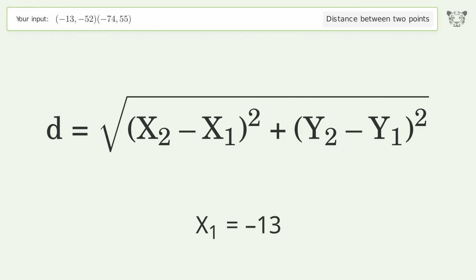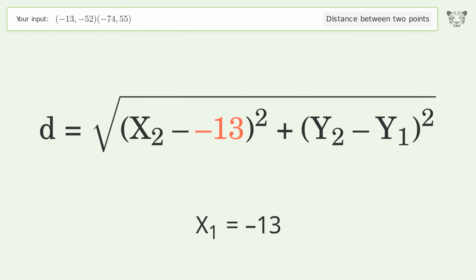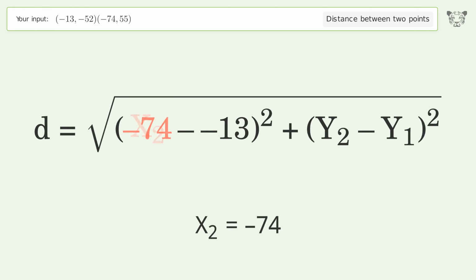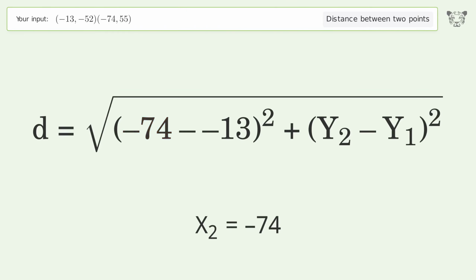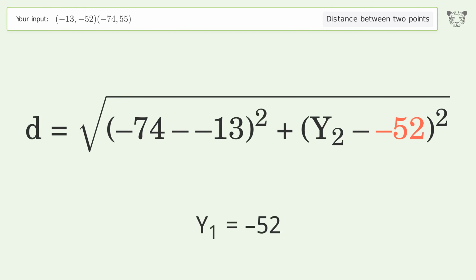x1 equals -13. x2 equals -74. y1 equals -52. y2 equals 55.